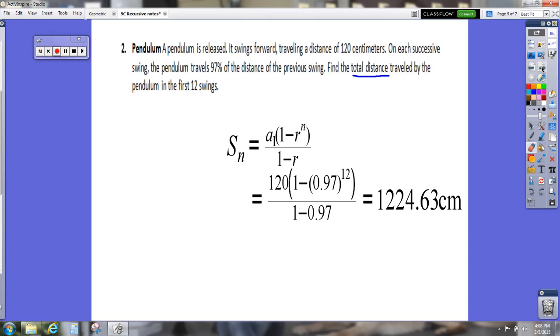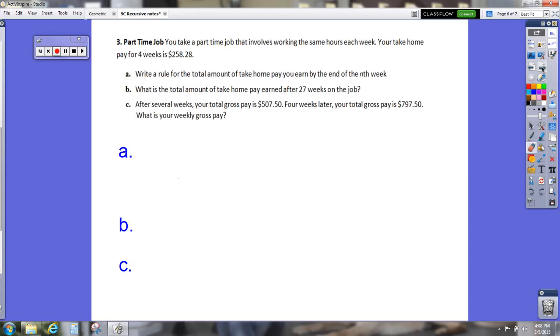All right, last problem. Part-time job. You take a part-time job that involves working the same hours each week. Your take-home pay for 4 weeks is $258.28. We want to write a rule for the total amount of take-home pay you earned by the end of the nth week. First, we need to decide how much money you make for 1 week. So we're going to take the total amount of money you made and divide by 4. So for 1 week, you make $64.57.